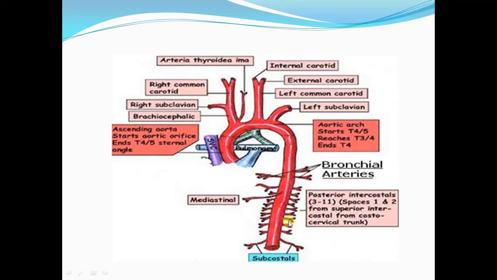Now this is the diagram showing us the origin of the bronchial arteries. As I just told you, bronchial arteries are part of systemic circulation, and they are the branches of the descending aorta. So in this diagram you can see this is the aorta, this is its ascending part, this is the arch of aorta, and this is its descending part. The bronchial arteries are the branches of the aorta, and these carry the oxygenated nutrient rich blood to the lung parenchyma.